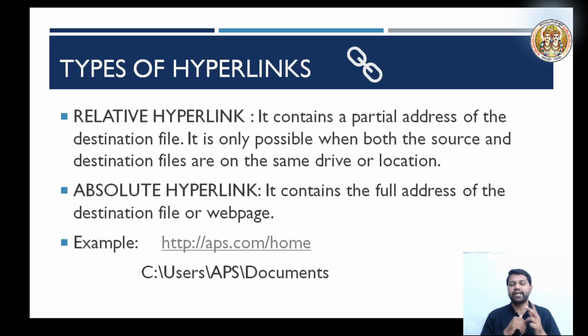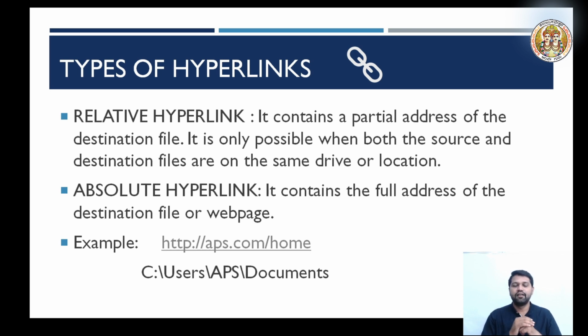So again we have two types of hyperlinks: one is relative hyperlink and another is absolute hyperlink. A relative hyperlink contains a partial address. It doesn't require the full address; a partial address is enough. The condition is that the destination file and the source file should both be stored in the same location, same drive, same folder, like that. For that the partial address is enough.